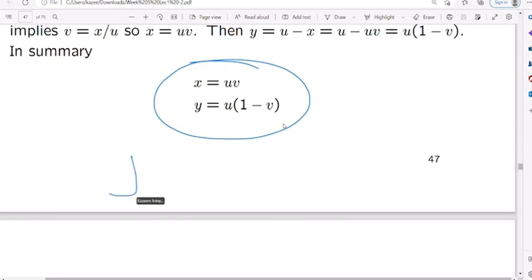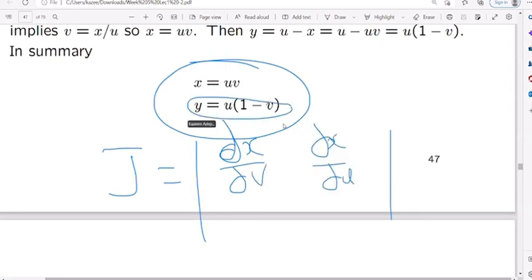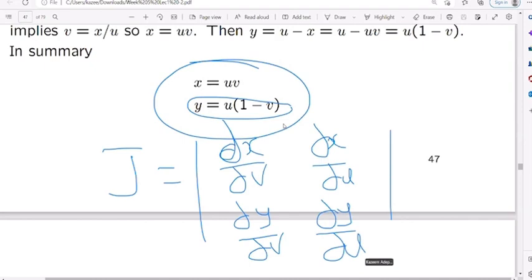If I want to set up my Jacobian matrix, I need the partial of x with respect to u, then v, and then I'm going to come back to the second one. I need the partial of y with respect to u, then v. Take note. Look at that. Because I have two sets of equations, I'm going to have a 2 by 2 Jacobian matrix. If I have 3 sets of equations, I'm going to have a 3 by 3 Jacobian matrix.